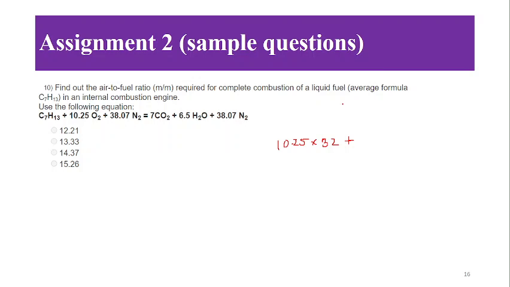N2. So here, to oxidize this fuel, we need 10.25 moles of O2. That is correct. That will be the balancing equation. But how did this mole of N2 come in here? Can you please mute yourself if you're not answering?